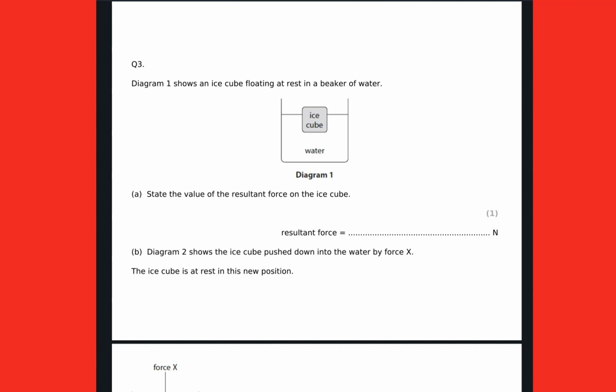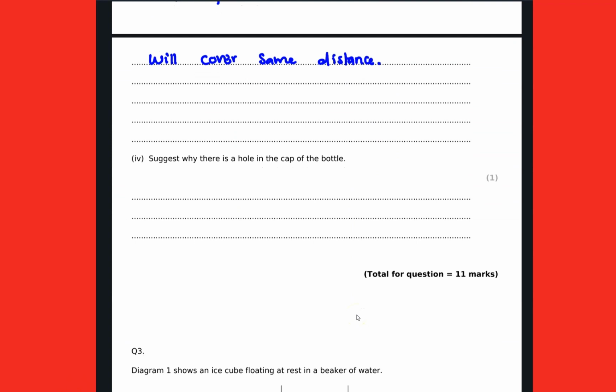Diagram 1 shows an ice cube floating at rest in the beaker, so it's not moving up or down, it's at rest, meaning the resultant force is 0. State the value of the resultant force at that point. Since it's not moving, the resultant force at that point is actually 0.